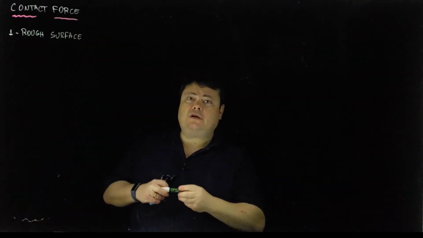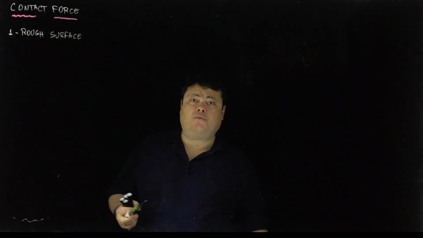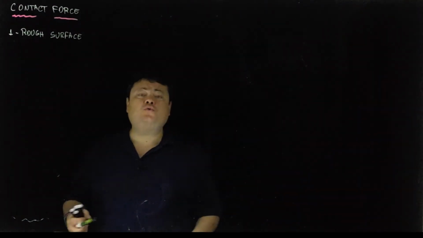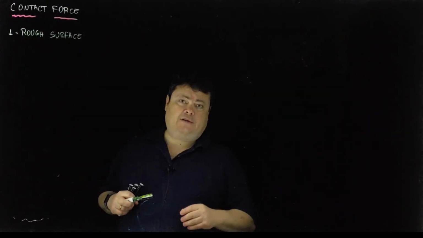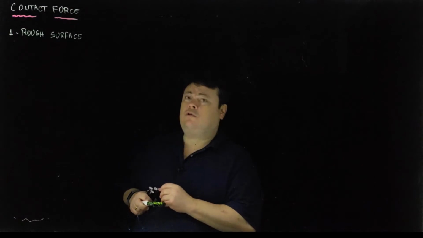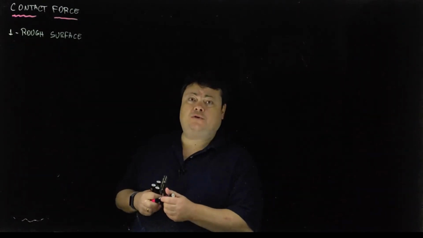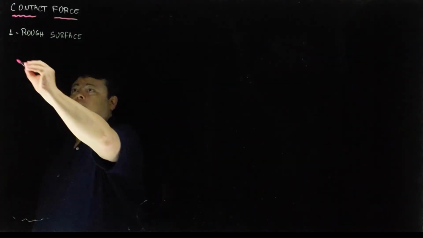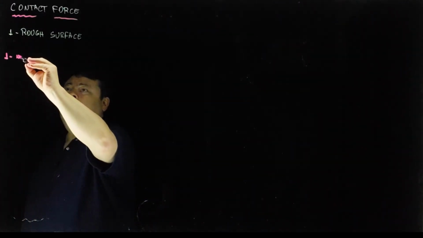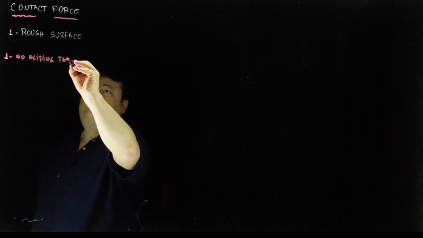And the rough surface is the surface that we encounter in our daily situations. It's the floor, the table, our shoes, the tires of a car, all of that. So let's start discussing contact on a rough surface. And I'm going to split that into two situations. Situation one is no sliding tendency.